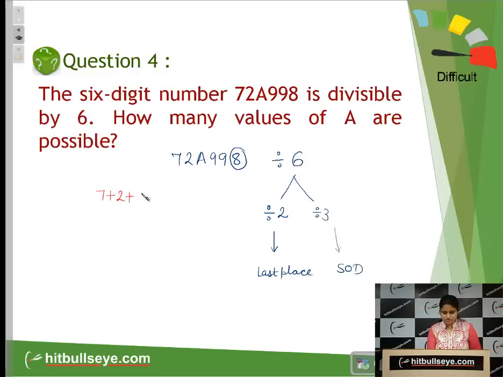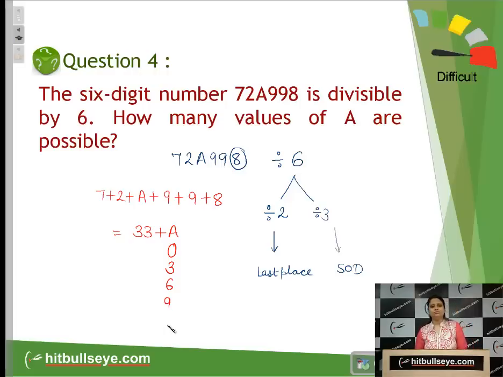That will be 7 plus 2 plus A plus 9 plus 9 plus 8, which is 33 plus A. So we want to take that value of A for which the total sum will be divisible by 3. Now many values are possible. For example, if we put 0 here, we'll get 33 as the total, which is exactly divisible by 3. If we put 3 here, the total will be 36. Once again, the number will be divisible by 3. If we put 6 or 9, we'll get a number which is exactly divisible by 3.